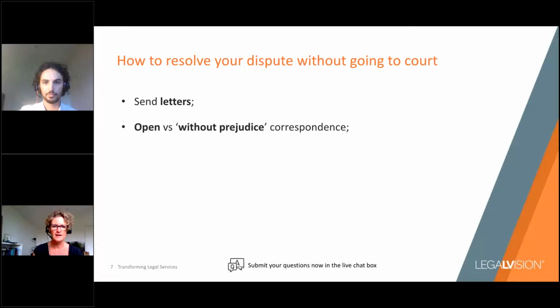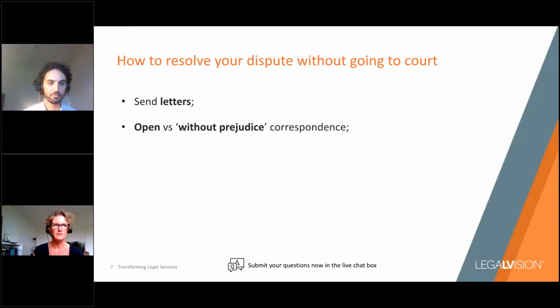So a client will come to us and say, this is my position, the other side's done this and that, and I want to claim this. And we will set out that legal position as persuasively as we can in a letter. And sometimes there's a threat to go to court, and it's not an empty threat. It's quite appropriate to say that if this isn't resolved, our client's position will be that they will go to court.